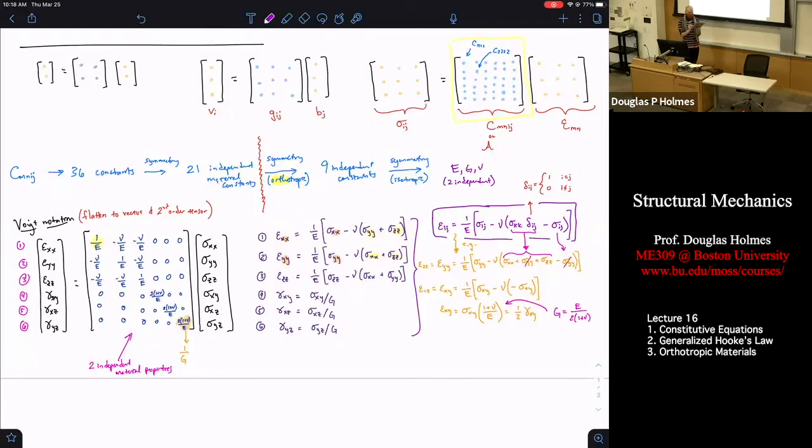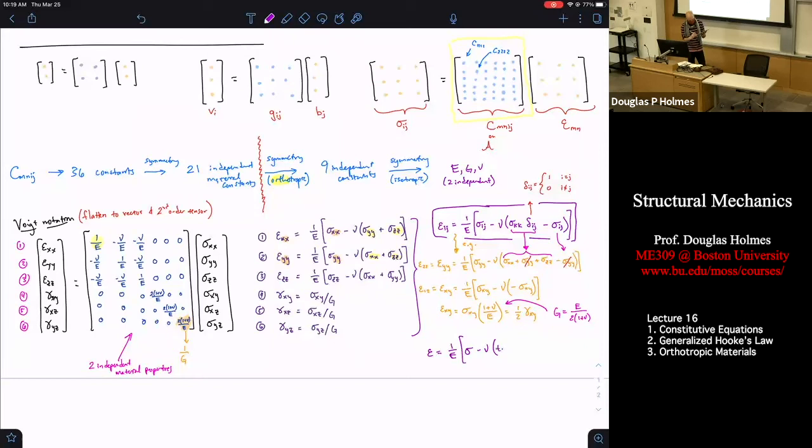This is generalized Hooke's law. It is one compact equation that represents 6 equations that relate stress and strain. If you don't like indicial notation and you prefer operating with direct notation, in direct notation, we would say this: 1 over E times sigma minus nu. Let me just make our parentheses match, sorry.